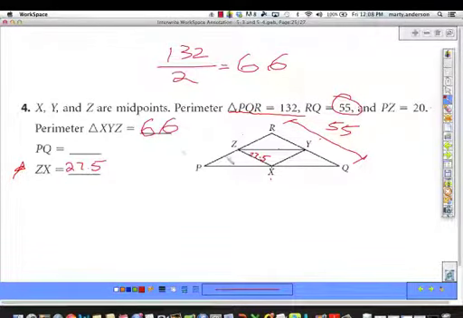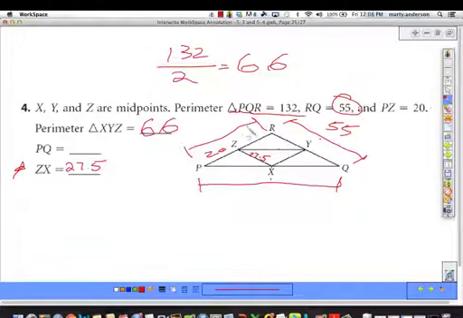Okay, PQ. I'm looking for PQ, and they haven't given me any information. They gave me PZ. PZ is 20. Well, if PZ is 20, then this is 20, and this is 40. Hey, I got the whole perimeter of the big guy. 40 and 55 is 95. What's 132 minus 95? 132 minus 95 must leave me with 32 plus 5, or 37. 37. So if I've done my math correctly, I think I have it right.